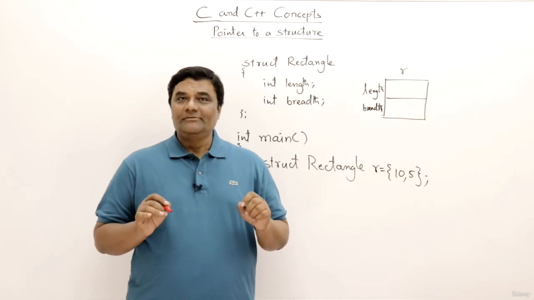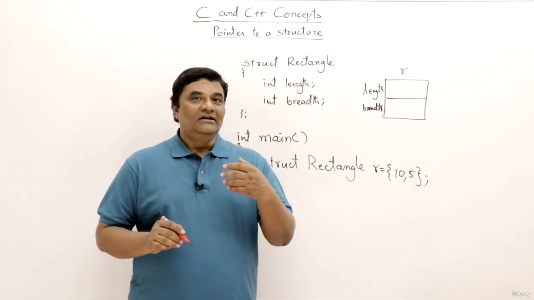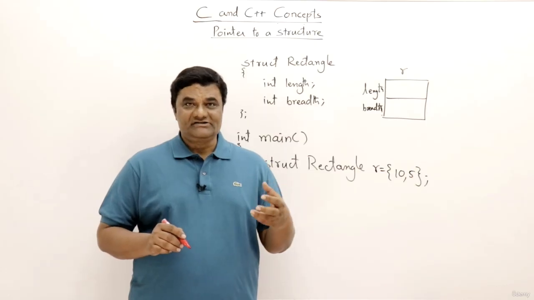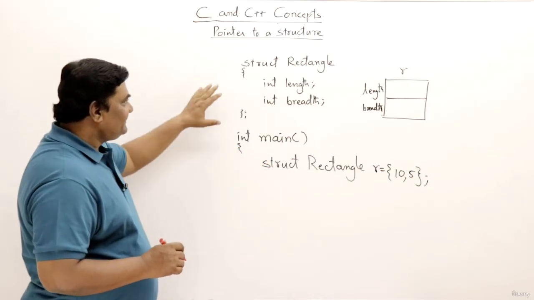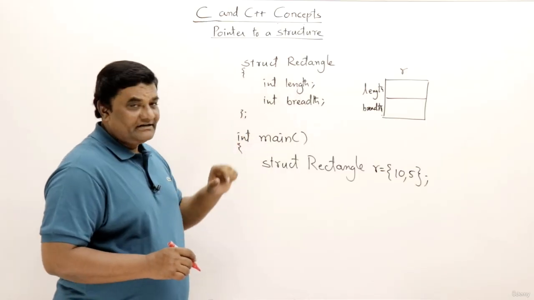In this video, we learn about pointer to a structure. Pointer we have already studied. Now, let us see how to have a pointer upon a structure. Already we have seen this example of a rectangle structure having data members length and breadth.